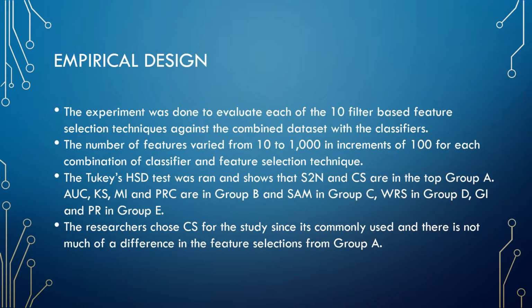The researchers chose CS for the study since it's commonly used and there is not much of a difference in the feature selection choices found in group A from the table we saw in the previous slide.